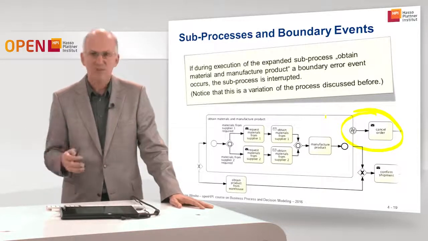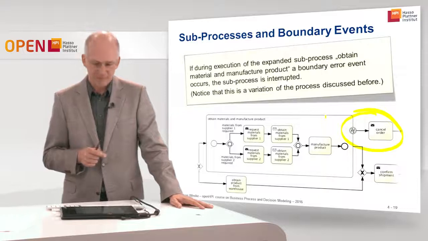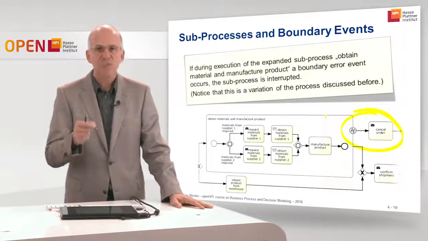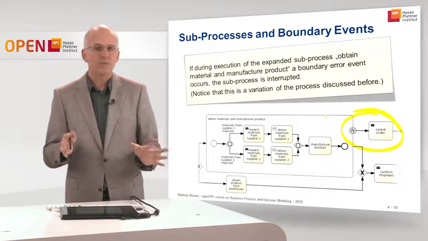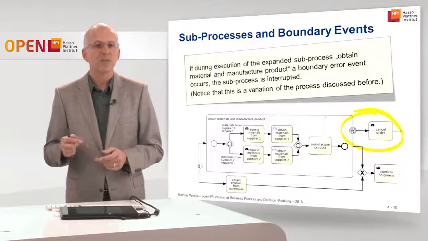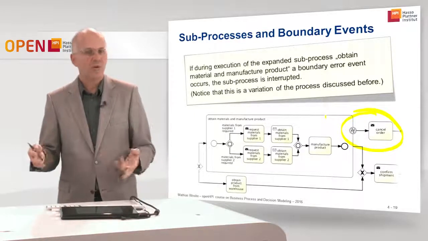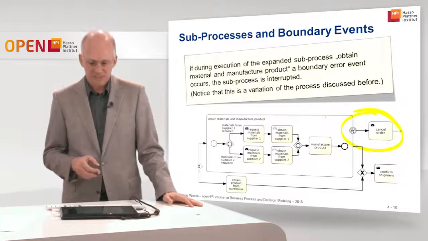We do not further specify where this event comes from. So if this event is caught by the subprocess, then all activities that are currently executed are stopped. All activities that should be executed further will be skipped. They are no longer required, and the subprocess is interrupted.